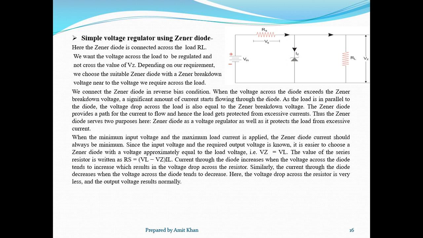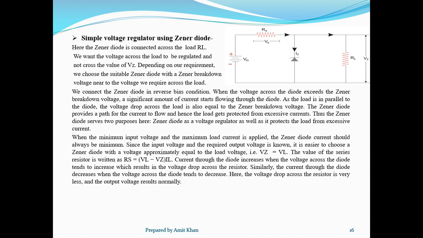Now, if you want the voltage across the load to be regulated and not cross the value of Vz, depending on our requirement, we choose a suitable Zener diode with the Zener breakdown voltage near to the voltage we require across the load. So we connect the Zener diode in reverse bias condition. When the voltage across the diode exceeds the Zener breakdown voltage, a significant amount of current starts flowing through the diode.